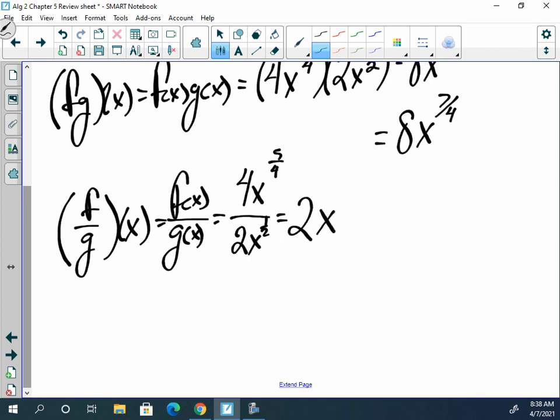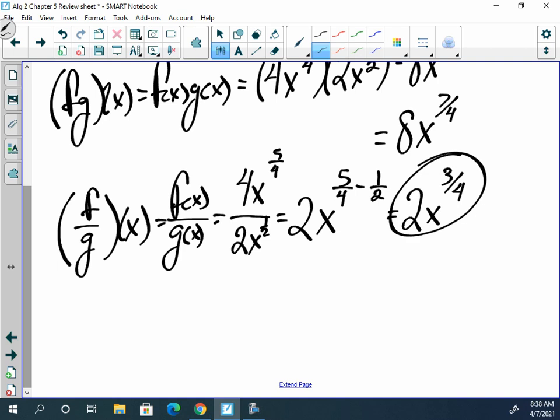Now the variables we'll put out to the side because we're going to subtract the exponents. And it's going to work out here, the bigger exponent is on top. So we're going to have to do 5/4 minus 1/2. Now we already said 1/2 in fourths is 2/4. So 5 minus 2 is 3. And it would be positive. So that's our answer for division.